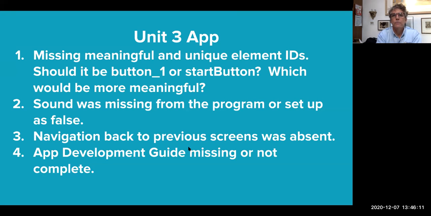Make sure that your screens and your buttons have some sort of methodology to them that'll let you know, because you're having to pick them out of those drop-down menus. You need to remember which button it is you need to set. Sound was missing from the program or set up as false, so that it didn't play. That was a problem. Some had glitches in the programming that didn't allow them to get to sound. Navigate back to previous screens was absent. So a return at the end, play again, that's always a good thing to have. App development guide was missing or not complete. All right, those are the big bogeys.